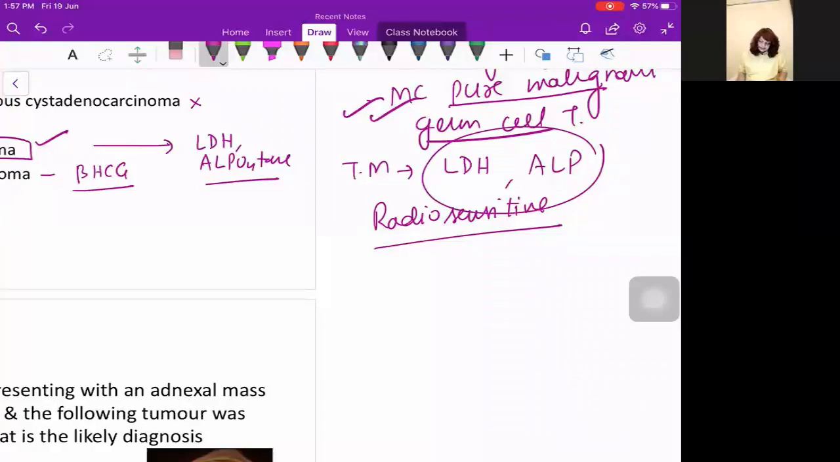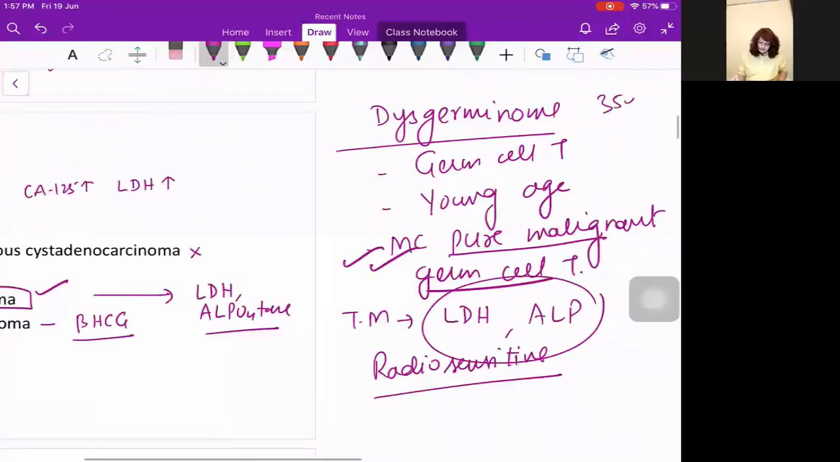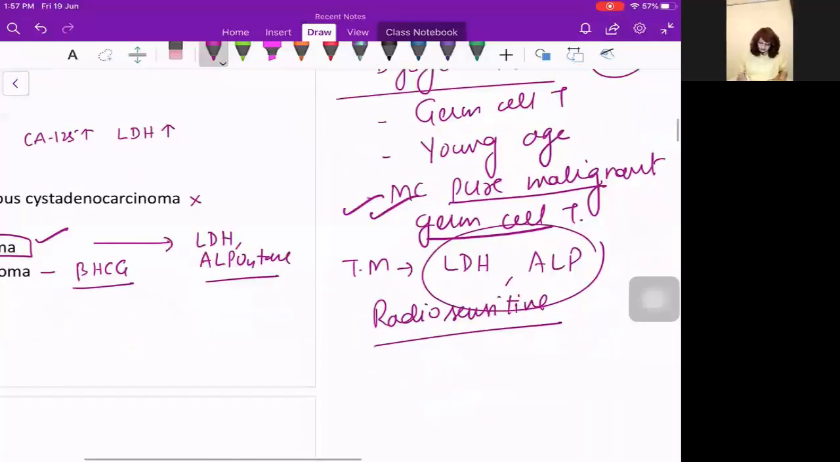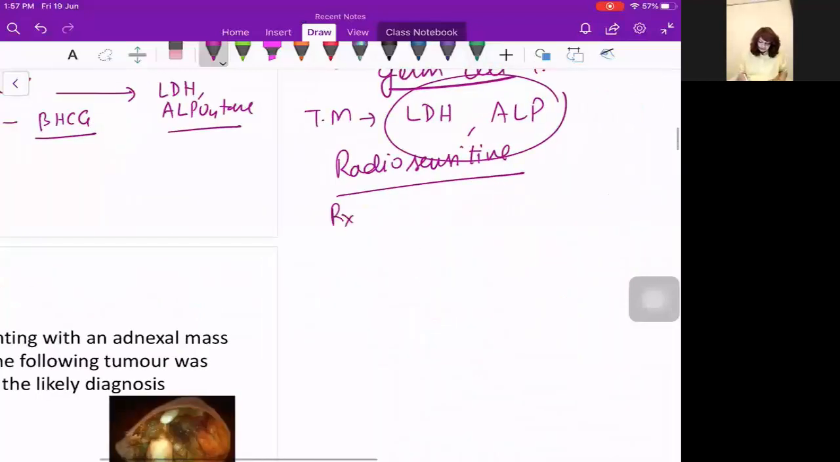Now, in this case it is a 35-year-old female, although this tumor usually occurs in the adolescent age group, that is less than 20 years. So the treatment in this case will be unilateral oophorectomy, where they have already said that the tumor has been resected. And if there is a need, then a biopsy can be taken from the opposite ovary, and if there is any chance of metastasis, then chemotherapy in the form of BEP can be given.